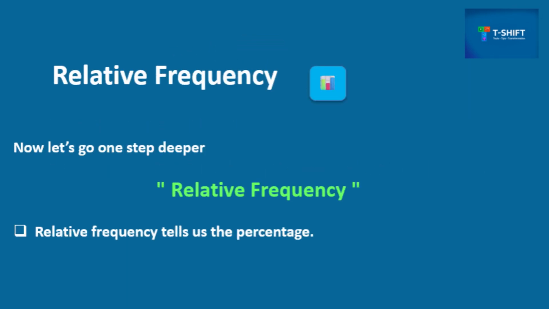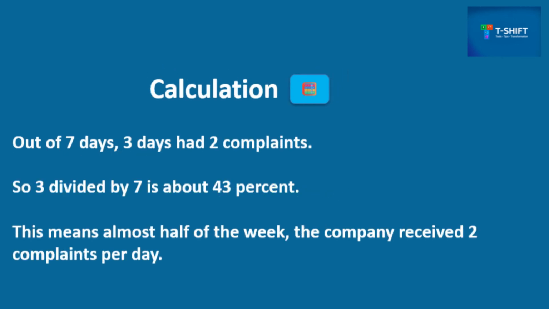Now let's go one step deeper, which is relative frequency. Relative frequency tells us the percentage. Out of 7 days, 3 days had 2 complaints. So 3 divided by 7 is about 43%. This means almost half of the week the company received 2 complaints per day.